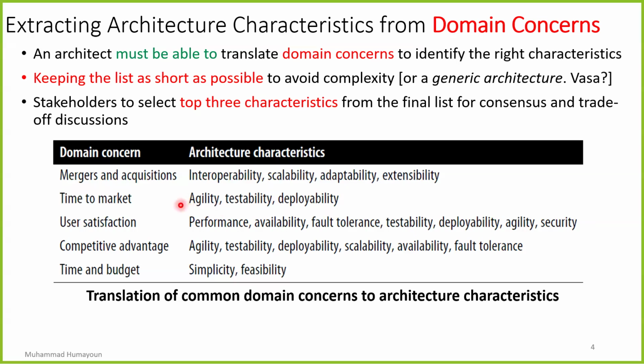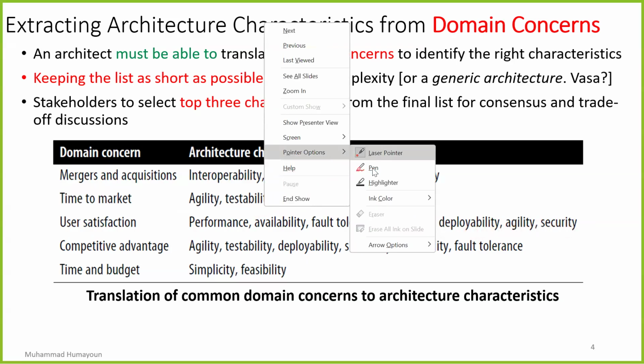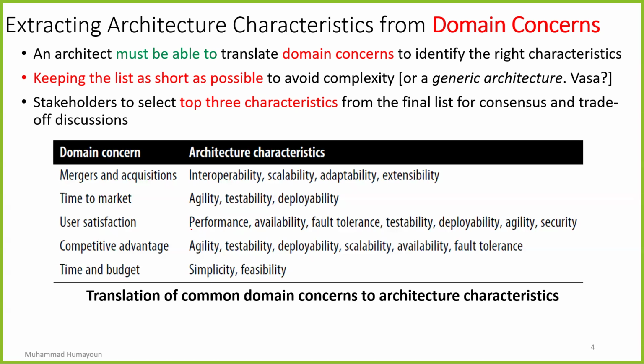How agile your software is, how quickly you add things to that piece of software. User satisfaction: if your domain concern is that your user must be really satisfied, then you may want to pick architectural characteristics like performance, availability, fault tolerance, testability, deployability, agility, security. In that scenario, I would really prefer performance and availability. But of course, if it is a really critical system, we need fault tolerance and so on.